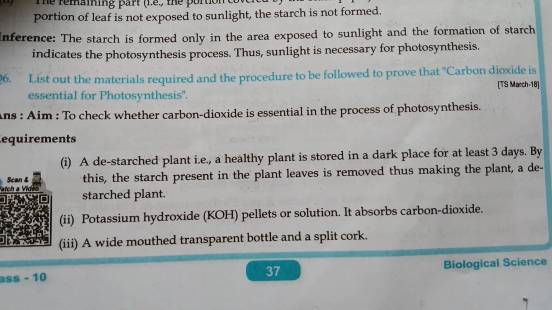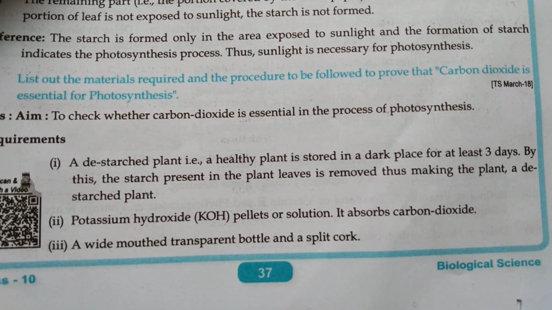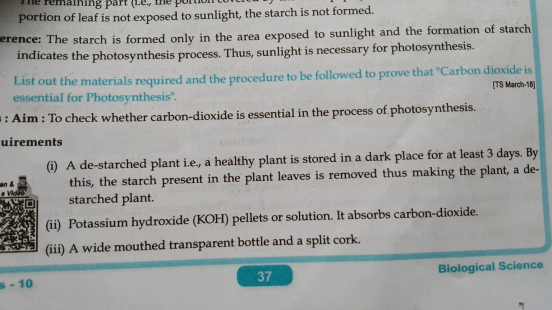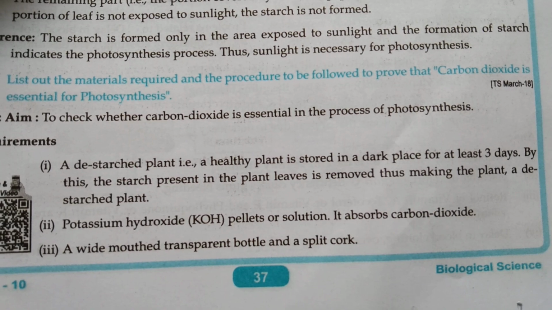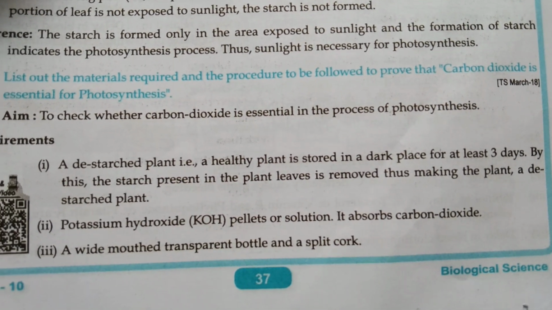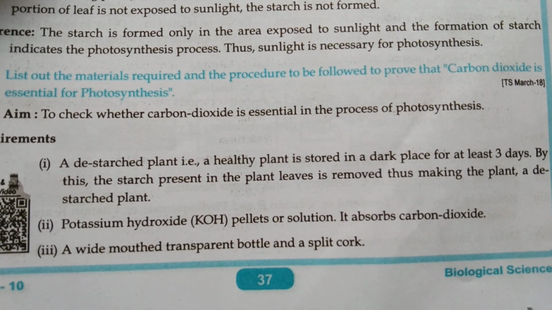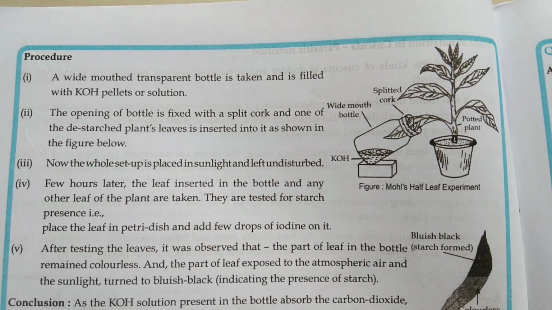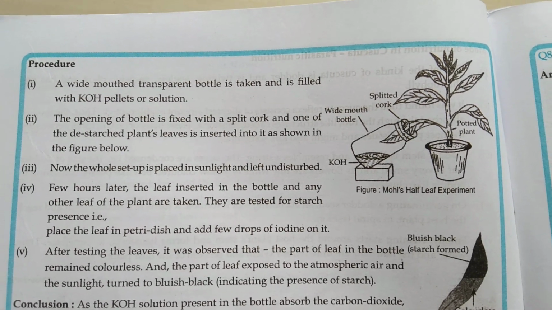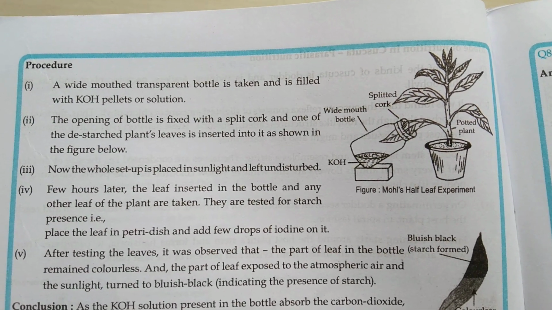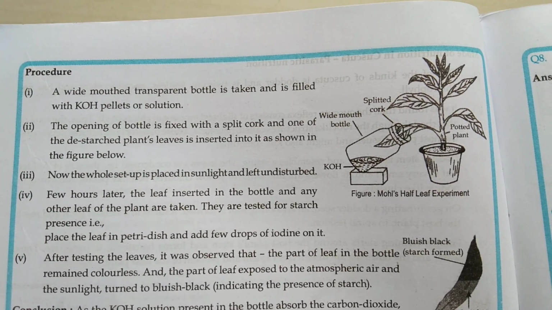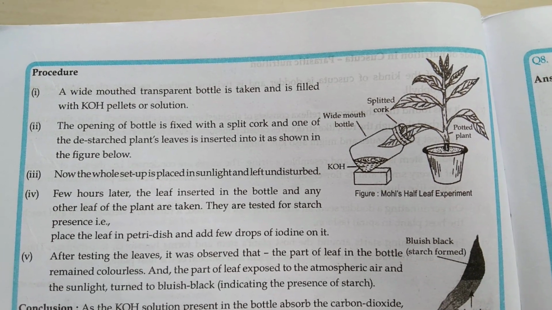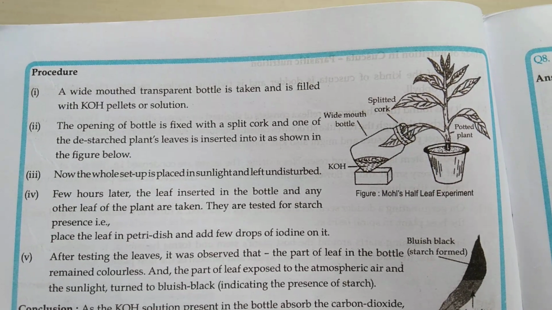By this, the starch present in the plant leaves is removed, thus making the plant a destarched plant. Potassium hydroxide KOH pellets or solution, which absorbs carbon dioxide. A wide-mouthed transparent bottle and a spirit cup. Procedure: a wide-mouthed transparent bottle is taken and is filled with KOH pellets or solution. The opening of the bottle is fixed with a split cork and one of the destarched plant leaves is inserted into it as shown in the figure below.